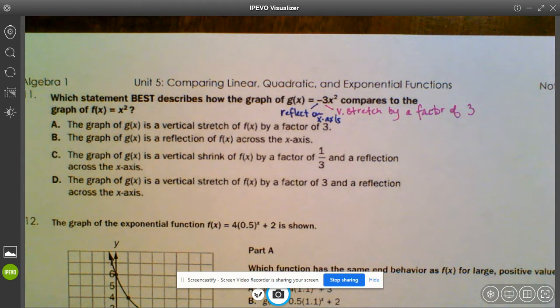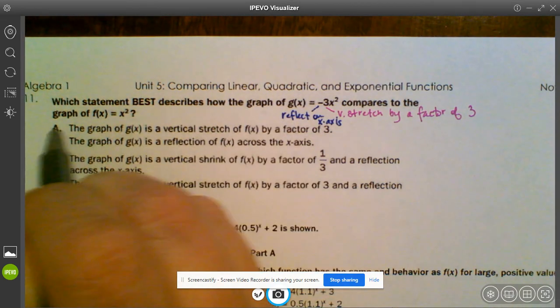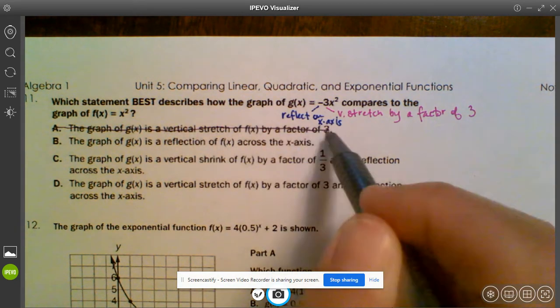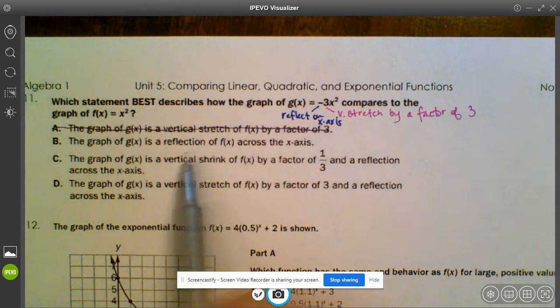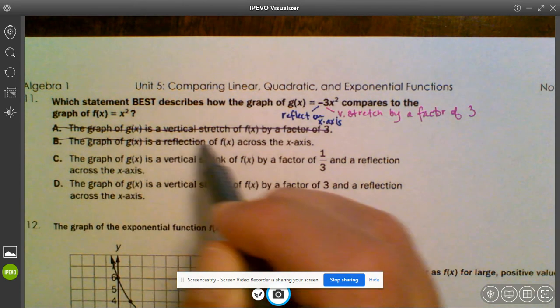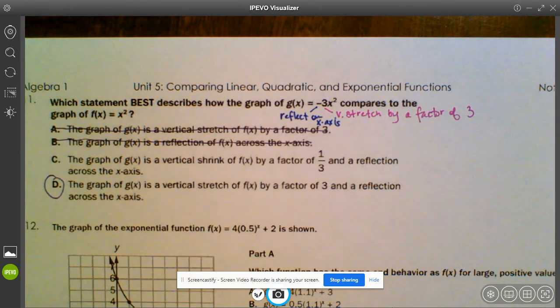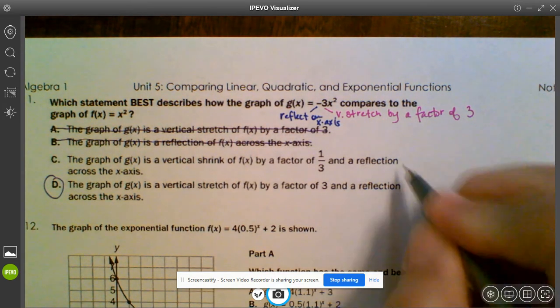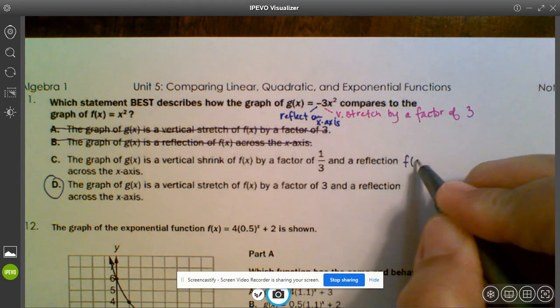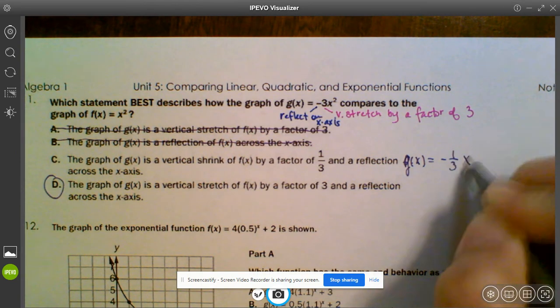If there are 2 transformations happening, then it can't be A, because that's just a single transformation. Now, is it only reflecting across the x-axis? No, so we've got to throw that one out. So by process of elimination, I've narrowed my choices down to 2. So which one of these describes a vertical stretch by a factor of 3 and a reflection on the x-axis? Oh, that's D. FYI, this one would have been g of x equals negative 1/3 x squared.